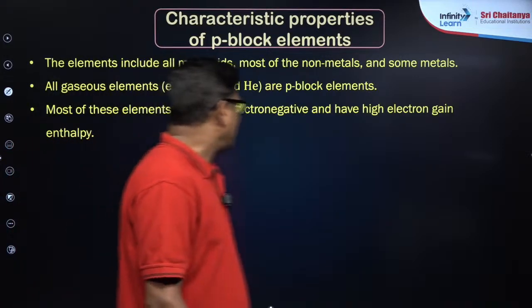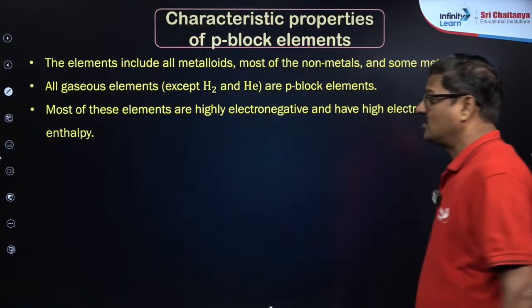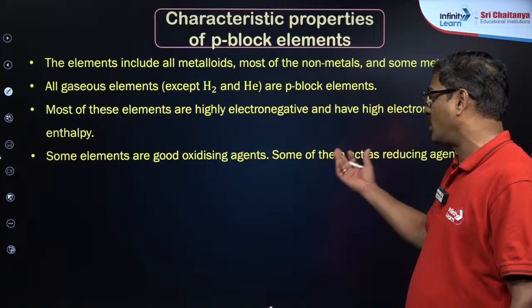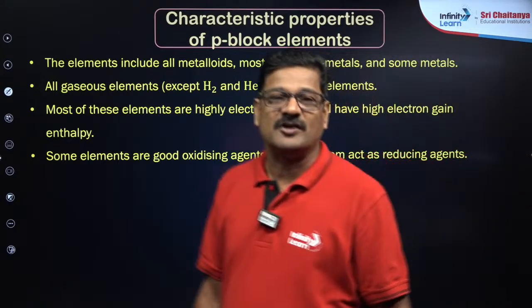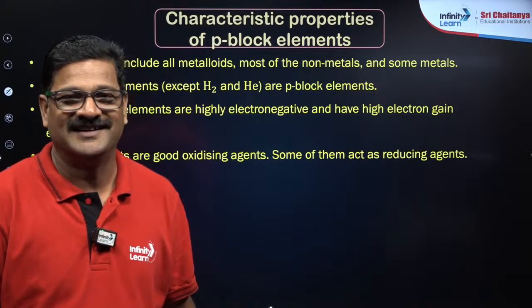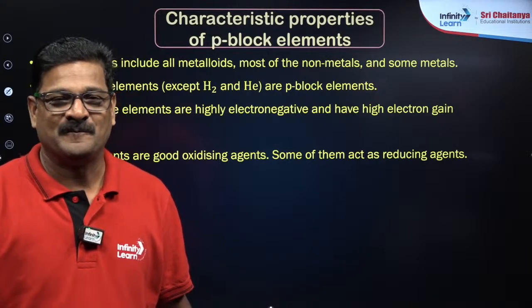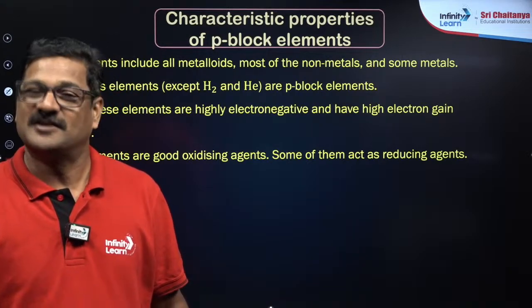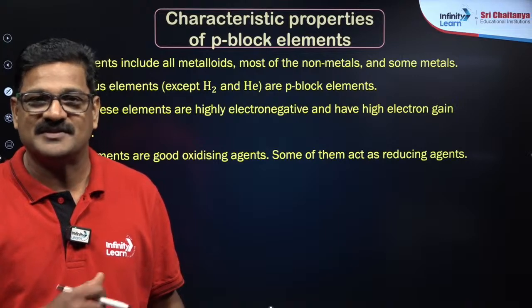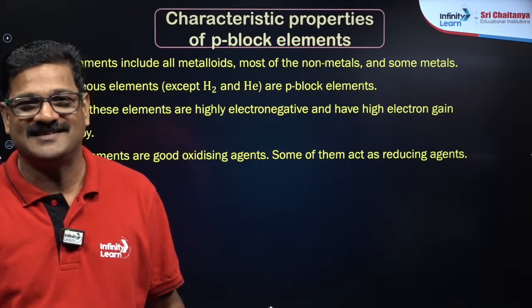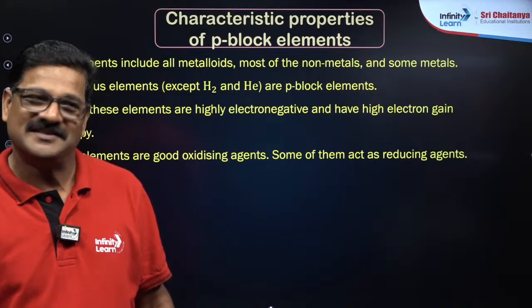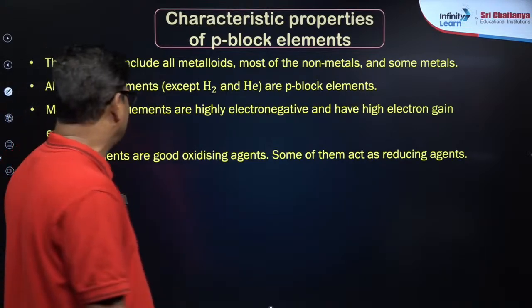Most of these elements are highly electronegative and have high electron gain enthalpy. Some elements are good oxidizing agents, some of them are good reducing agents. Could you give me a good reducing agent? Carbon is a reducing agent, used in metallurgy. Oxidizing agent, chlorine is an oxidizing agent, halogens are oxidizing agents.